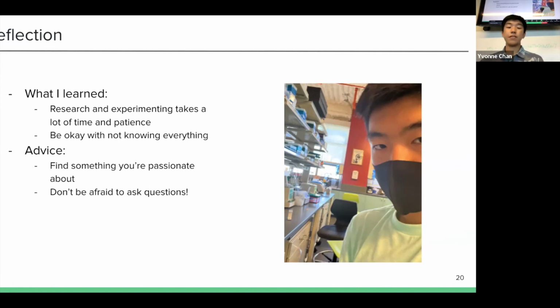Some advice that I had was definitely to find something you're passionate about. In the time and the hours I mentioned previously, it went by a lot more enjoyably and more fun when you have something that you really care about and you really enjoy. And lastly, don't be afraid to ask questions. You're not going to know everything, and you're not going to know it by just being quiet. So be bold, be brave, and just ask questions to teachers and mentors.